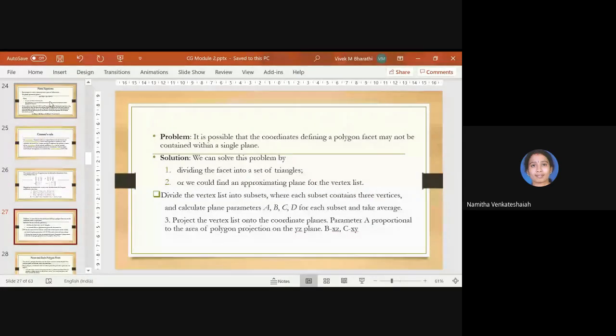Okay, so you have three ways to solve the problem. That means to come to know in which plane the polygon face lies. One is dividing the face into set of triangles. That will also give you a hint on which plane it belongs to.